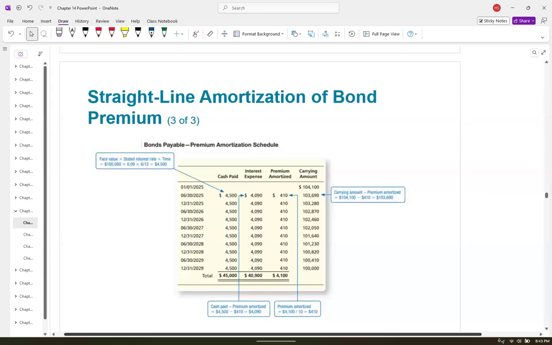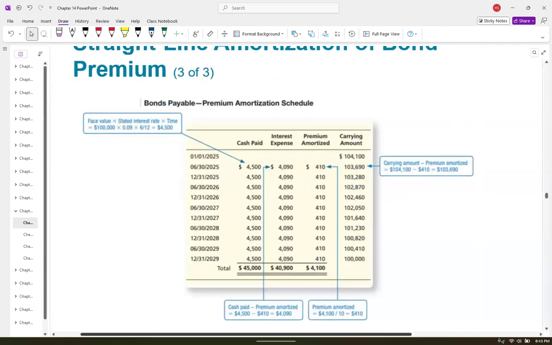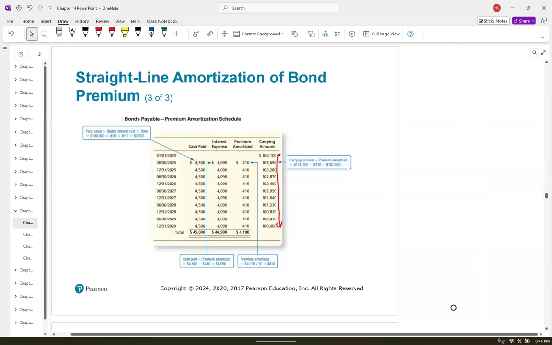Okay. Here's an amortization schedule. We're just going to amortize $410 over each period. Notice here's our carrying value going towards the face. Okay. The premium is going towards zero, same as the discount.